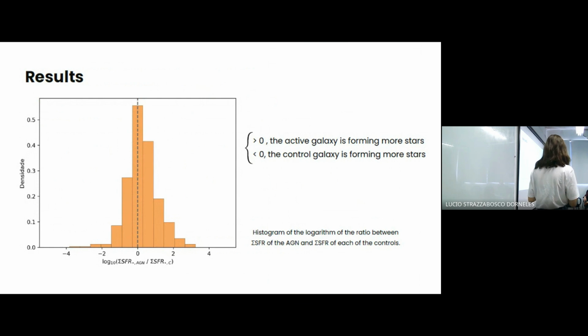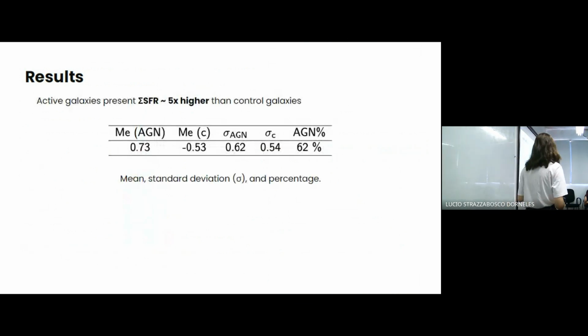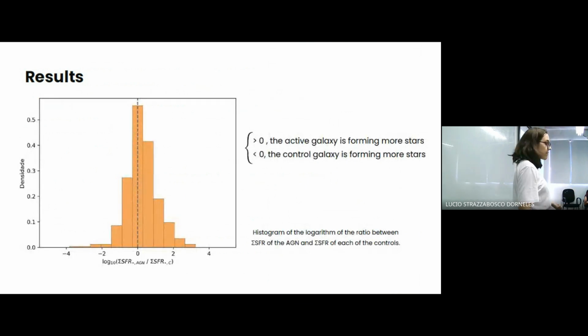We made a histogram of this, and we can observe that the positive interval is a little bit bigger than the negative one. Transforming into numbers, we obtain that the active galaxies are forming more stars than the control galaxies, 5 times higher. And in terms of percentage, we obtain that 62% of the active galaxies are forming more stars than the controls. The mean and the standard deviation are also shown, and the mean is the mean of each interval.